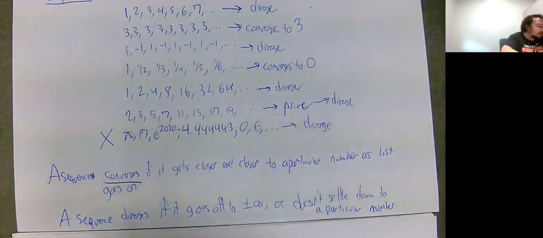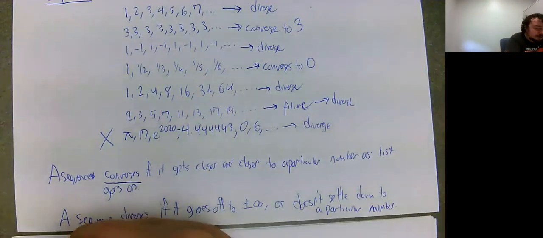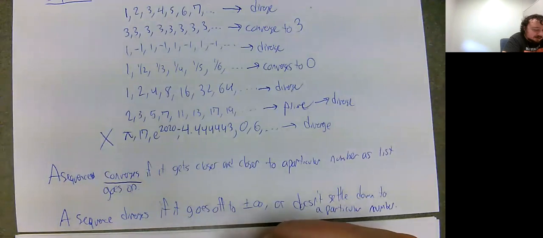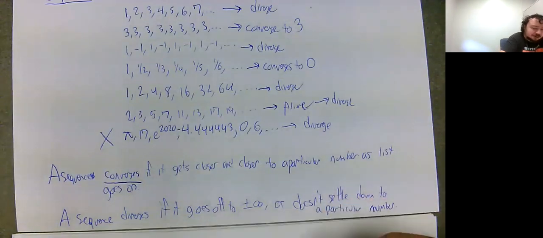Well, this is where we write down formulas for a sequence. So a good way to tell if a sequence will converge or diverge is to write it as a formula.